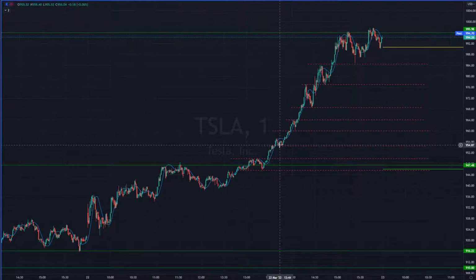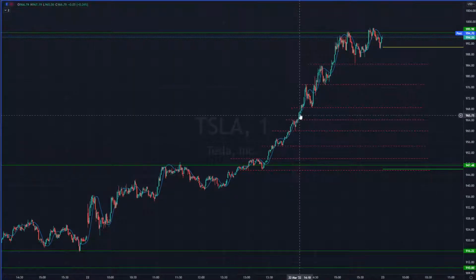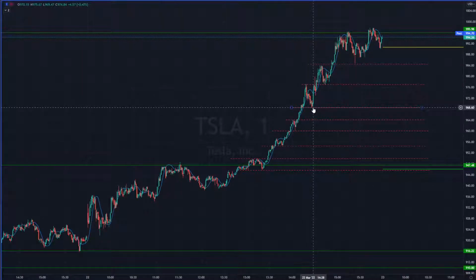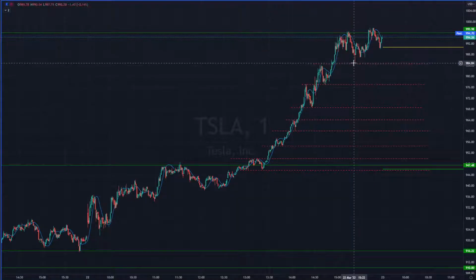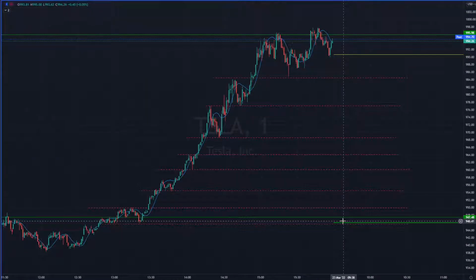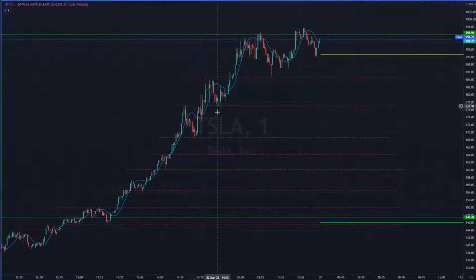We broke up, we retested, broke up, we retested. We broke up, then we retested here. We broke up and we retested here. We broke up, we retested here. So you can see, even on a 1 minute chart, where we're creating these support and resistance levels.